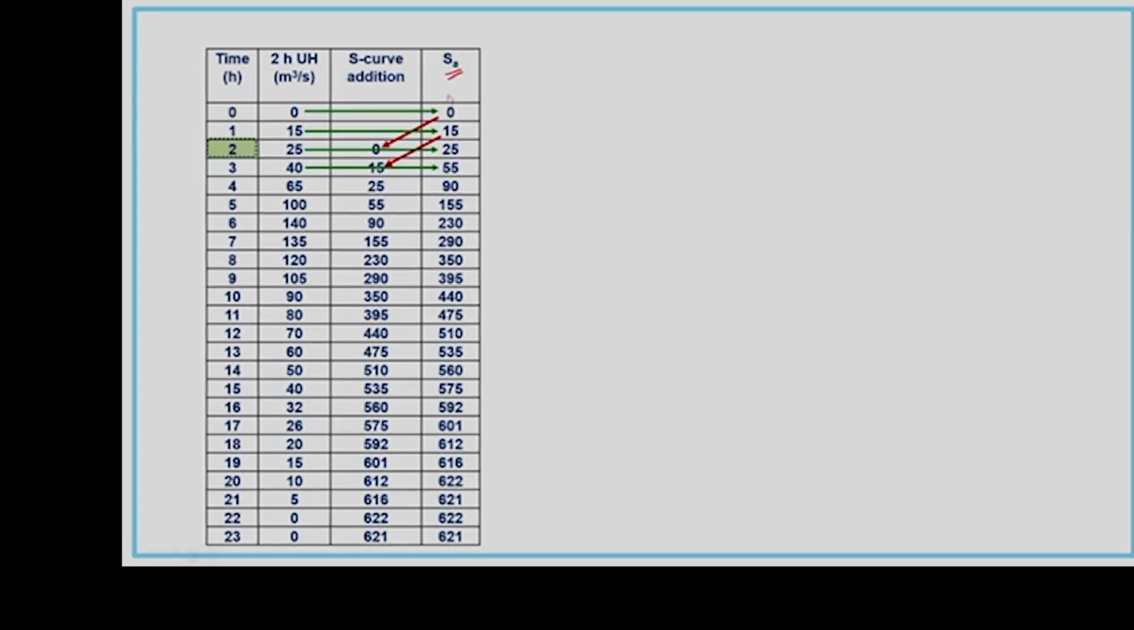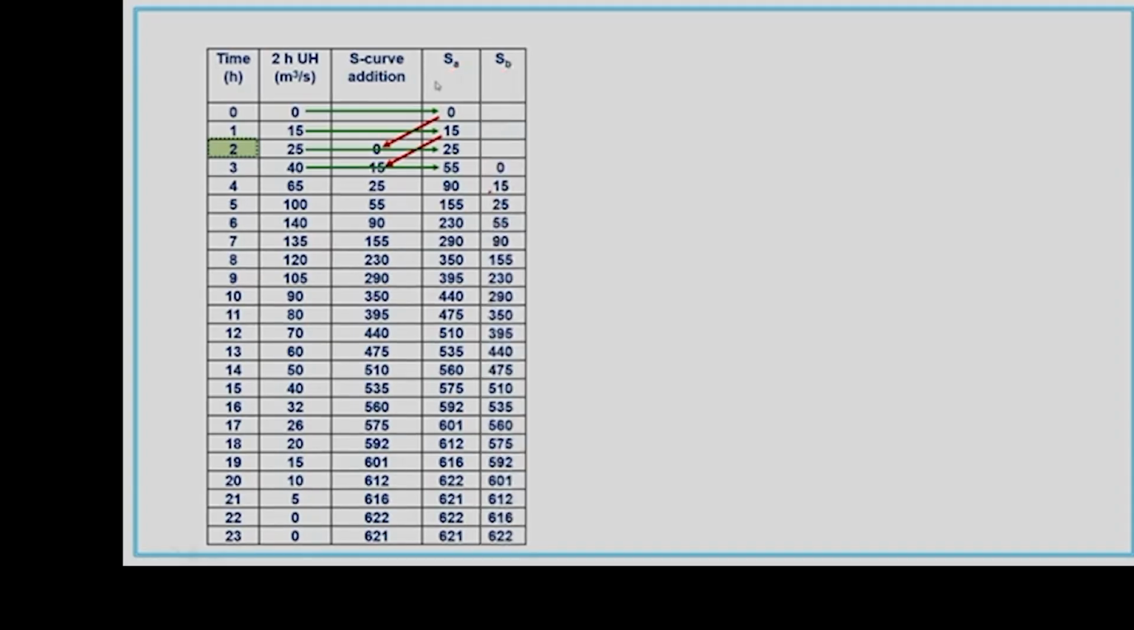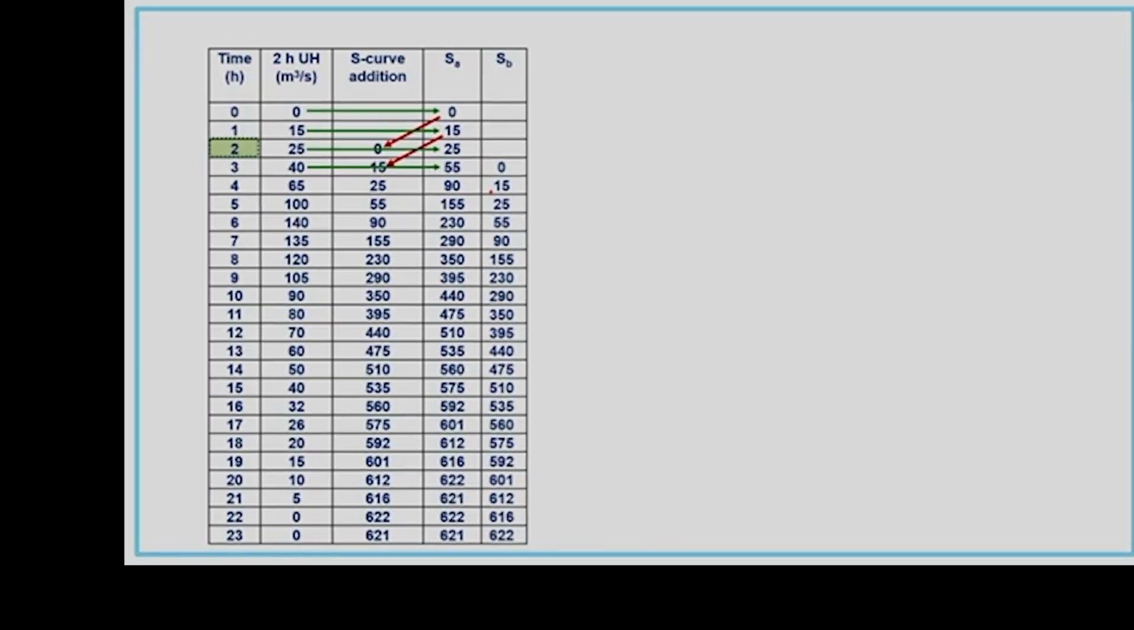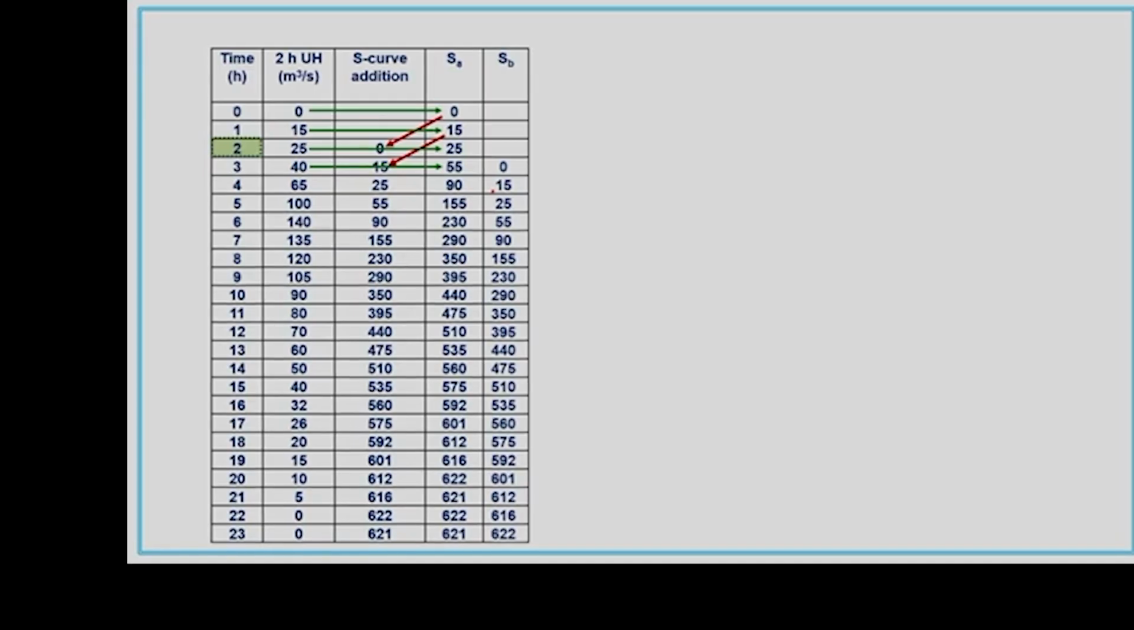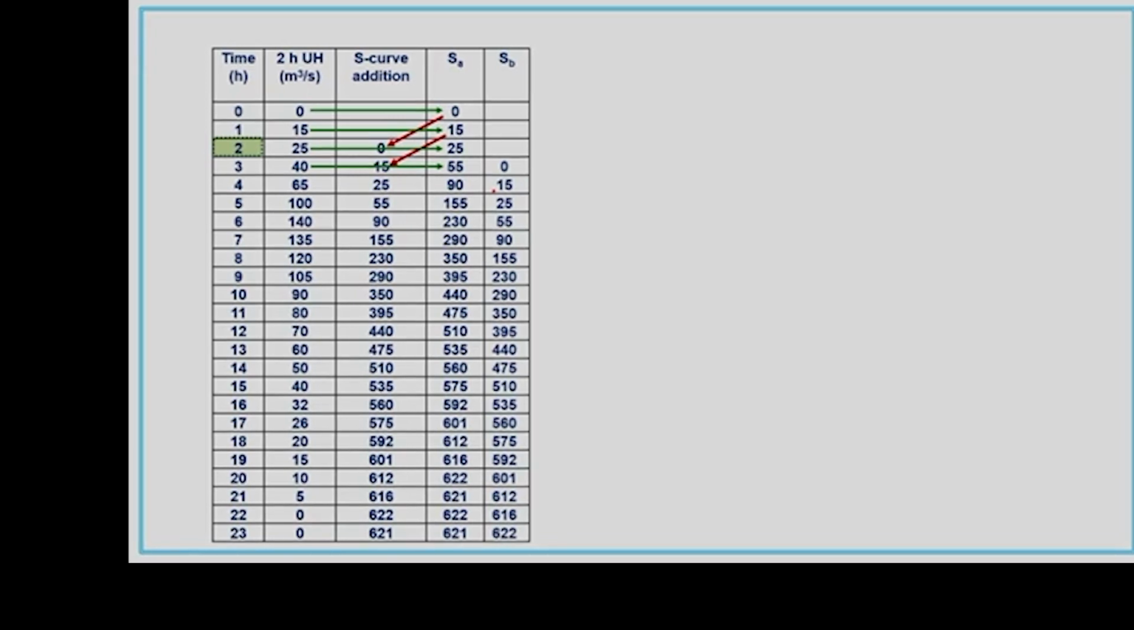Next step is to lag the S hydrograph by the required duration. That is what is repeated over here as SB. We wanted to get the 3-hour unit hydrograph, that is, in this case capital T is equal to 3 hours. The given unit hydrograph has a duration of 2 hours, and we are going to derive the 3-hour unit hydrograph. So, capital T is equal to 3 hours, and we are lagging the derived S hydrograph by 3 hours. That is why we have put the first ordinate at T equal to 3 hours.